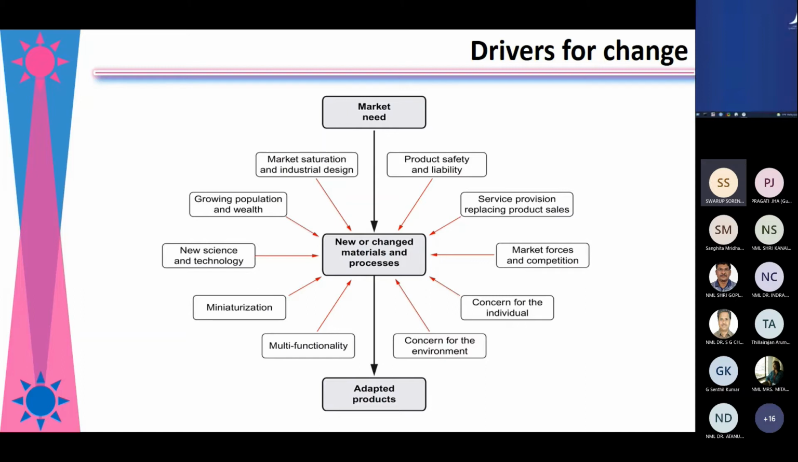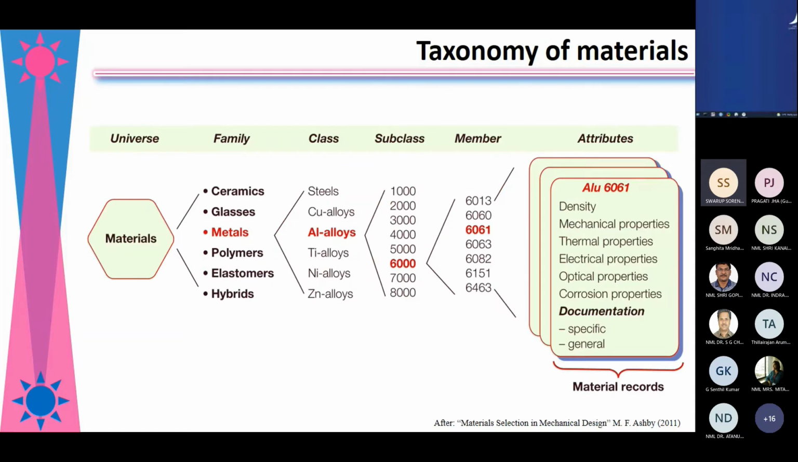Okay, with this, I would say that we already have so many different materials, and this is a taxonomy of materials, because in databases, as already has been said, there are different softwares available for material selection and process selection. So there is a hierarchical way of material database arrangement, and this is how it is. All the materials: ceramics, glasses, metals, polymers, elastomers, hybrids.